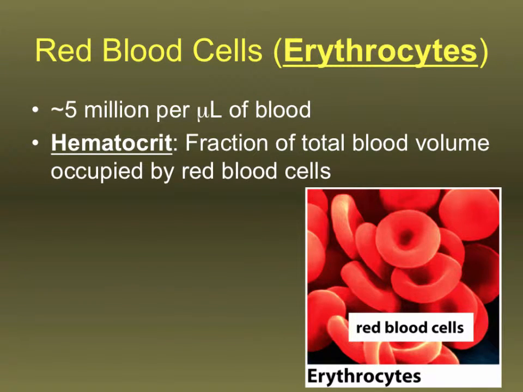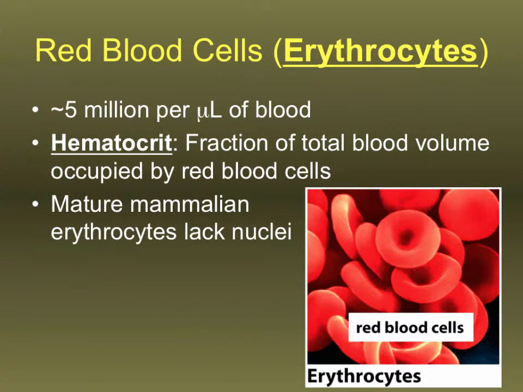If we look at the part of the blood that's occupied by red blood cells, it's also given the name hematocrit. And that's one of those numbers you might be given if you ever have blood work done. They'll actually give you a number for your hematocrit.